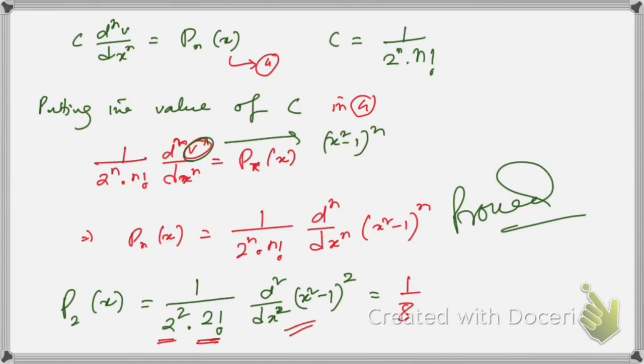If you differentiate it twice, then what you will get? First, let us find the derivative of x square minus 1 whole to the power 2. Then it is going to give you 2 into x square minus 1, and function of function, so here twice x, so it is going to be 4x into x square minus 1.